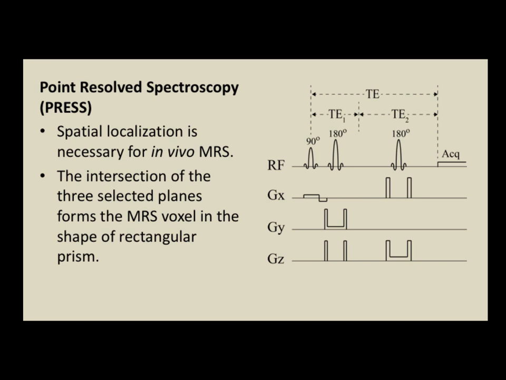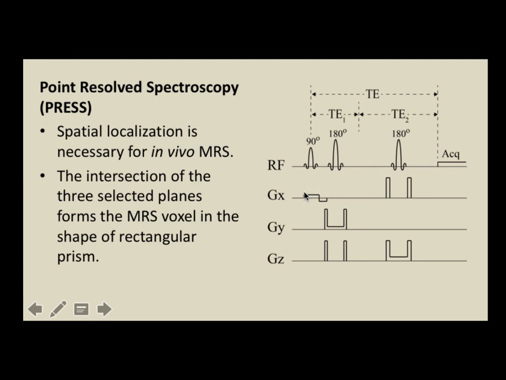So one popular technique for localization in spectroscopy is called PRESS, point resolved spectroscopy. The pulse sequence has a 90-degree pulse and two 180-degree pulses. After the first 180-degree pulse, we have a spin echo signal in the middle here. Then the second 180-degree pulse will refocus the spin echo signal. We have a spin echo signal here, the second spin echo. Then we start acquisition from the second spin echo.